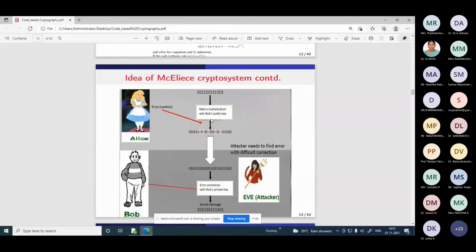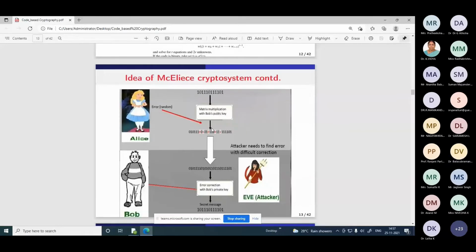M times G is nothing but Bob's public key, right? For signature, when Alice wants to send, Alice will be using her private key. For encryption, when Alice wants to send a message to Bob, Alice will be using Bob's public key. So here this G is nothing but Bob's public key. That G is a generating matrix of the Goppa code chosen by Bob.